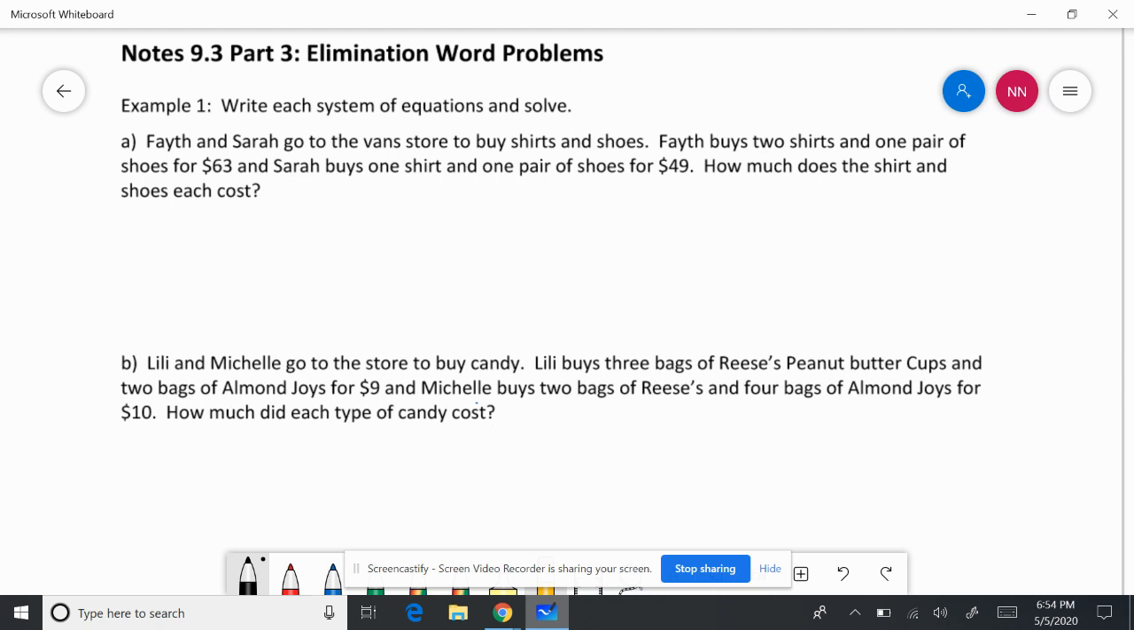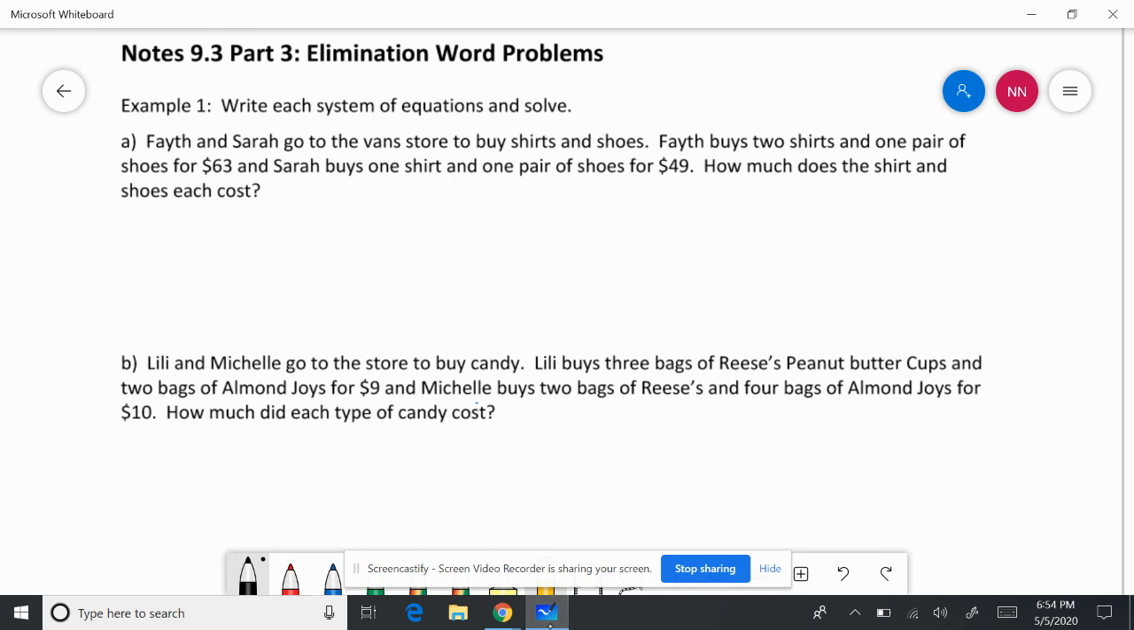What we're going to do now is solve word problems using elimination. Now, the three-step process is, first, we have to define the variables, then we're going to write our two equations, and then we're going to solve our two equations.